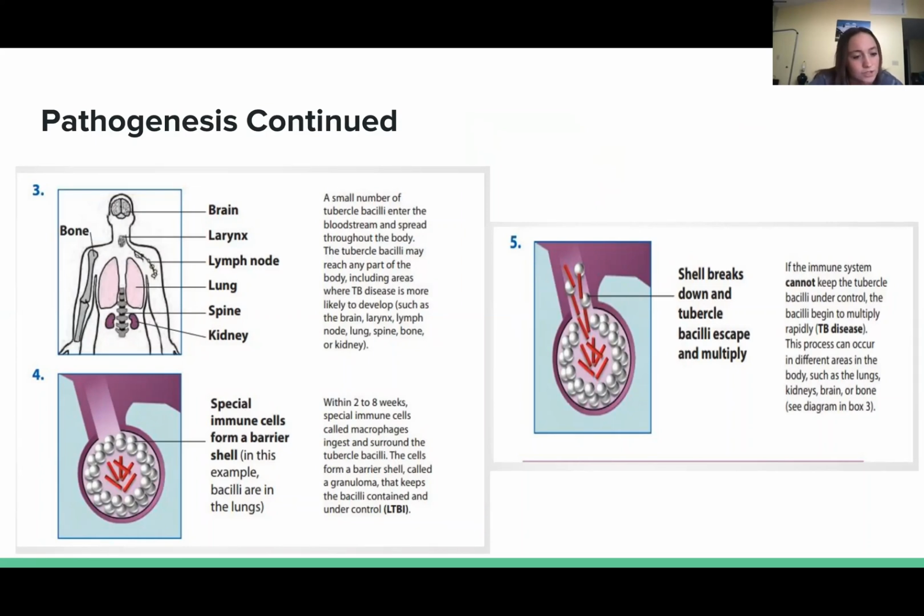Part 4 shows the special immune cells forming the granuloma barrier and the macrophages to try to prevent the spread of TB. And then part 5 shows that the bacilli break down the granuloma and they escape and continue to go throughout the body.